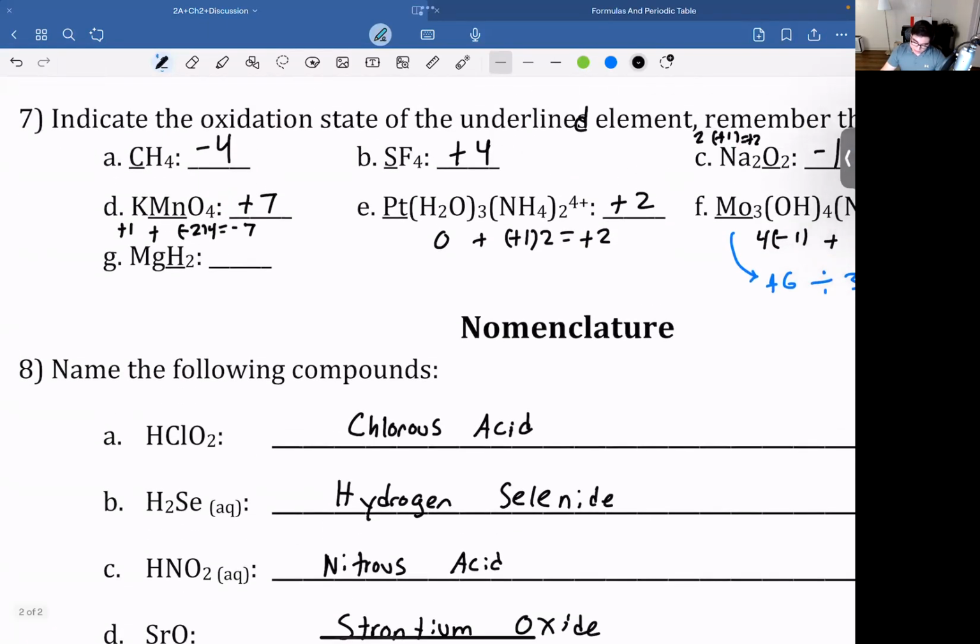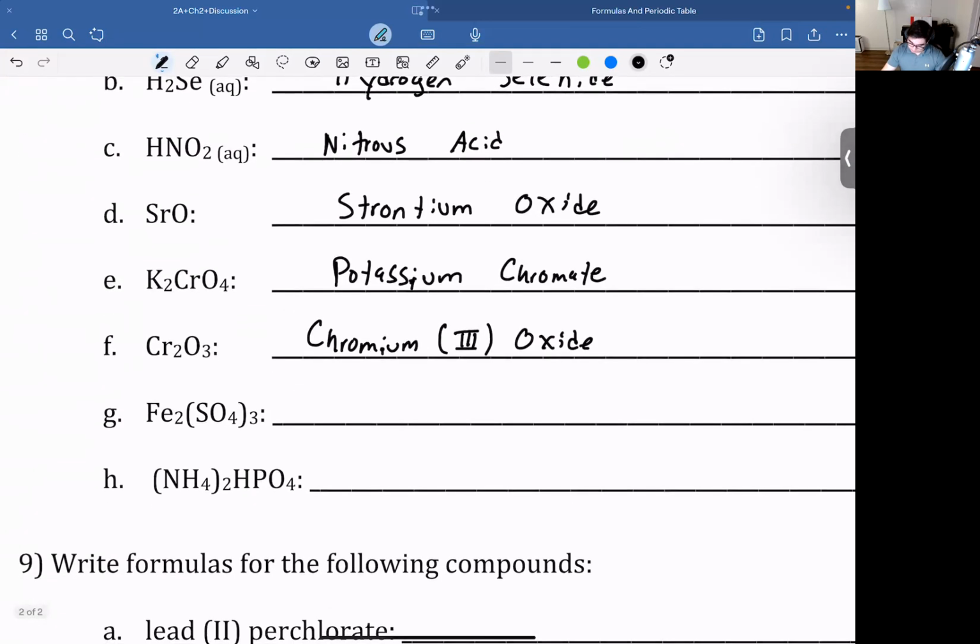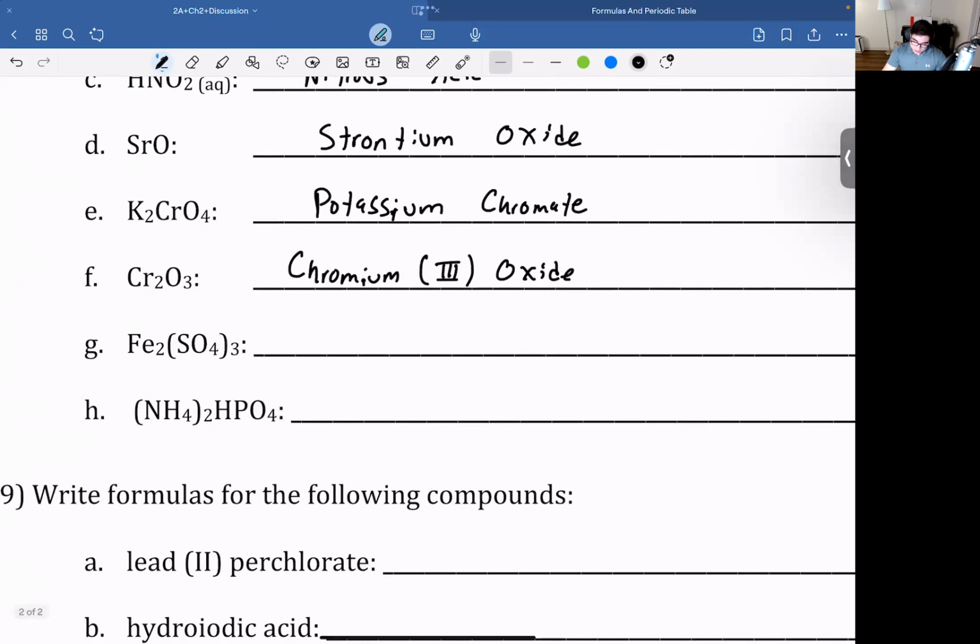Going back to G here. So this is one of the exceptions where hydrogen is not +1. Magnesium is always a +2 though, which means each hydrogen has to be a -1, right, to balance this out. Magnesium, again, is one of those elements in the first two groups. That's not hydrogen, which will always be a +1 or a +2. So the hydrogen has to be a -1 for this to balance out and be neutral. Great.